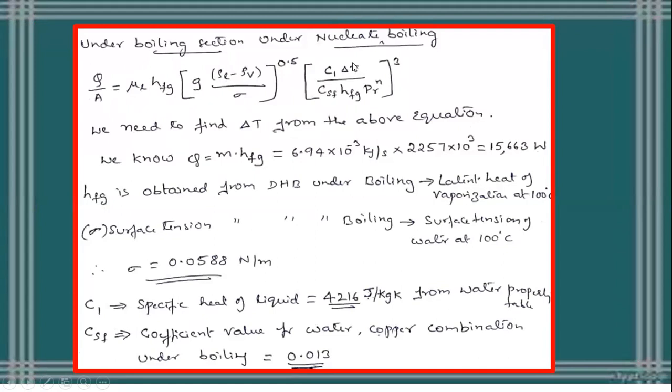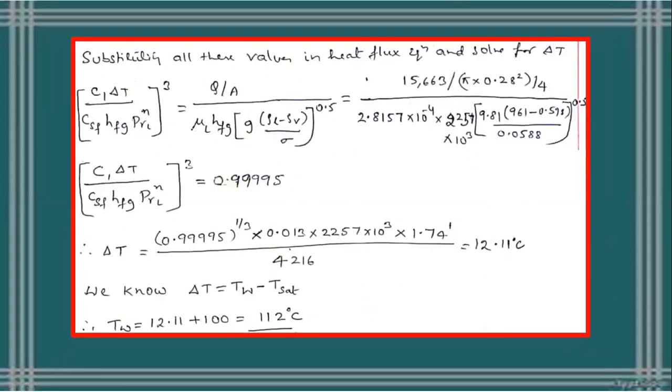From this equation, CSF we saw, HFG is the latent heat, Prandtl number PR, and the n value is 1. CL is nothing but the specific heat we saw just now, 4216. CSF is the coefficient value for the water-copper combination, that is 0.013. Once we obtain all these values from the data handbook, substitute them in the heat flux equation.